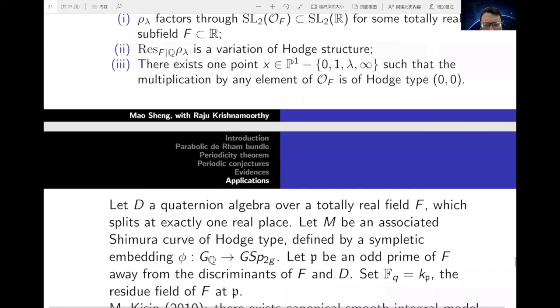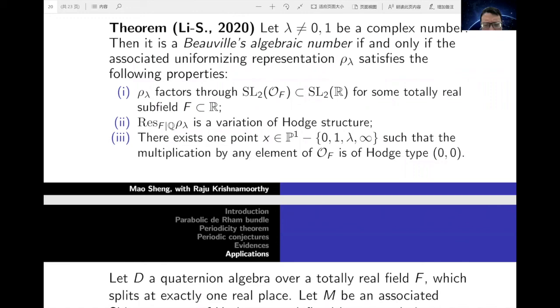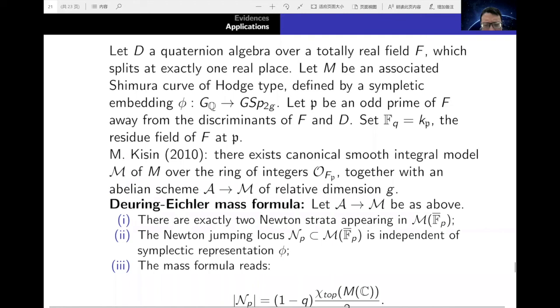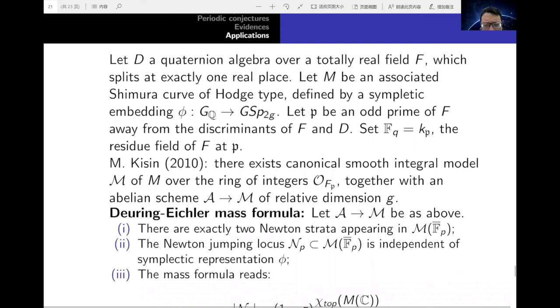So the new thing is you can show it's impossible. I mean, this is for any F, so it has to be this list. And also one thing is about this numerical, it's about this Dirichlet's mass formula.